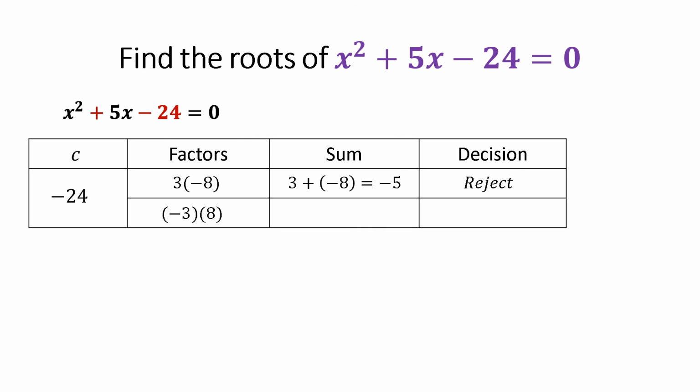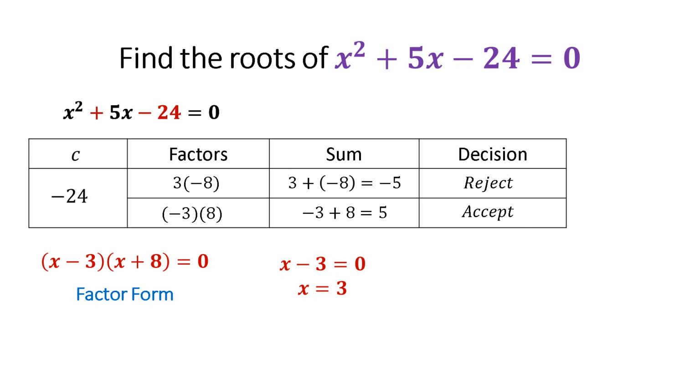Now let's check this one. Negative 3 times 8. So we have now negative 3 plus 8 is equal to 5. So therefore, we accept that. So writing that in factor form, x minus 3 times x plus 8 is equal to 0. That is a factor form. Now, zero product property, x minus 3 is equal to 0. Therefore, x is equal to 3. Other one, x plus 8 is equal to 0. Therefore, x is equal to negative 8. Now, the roots are 3 and negative 8.